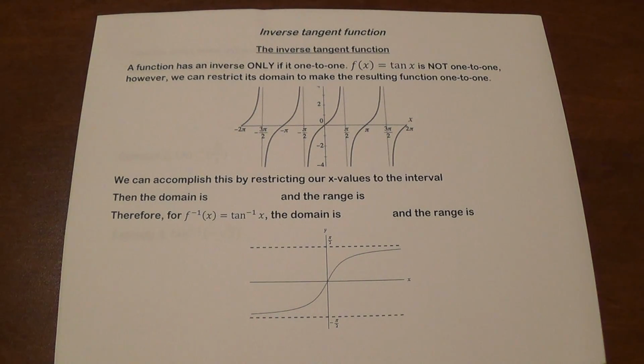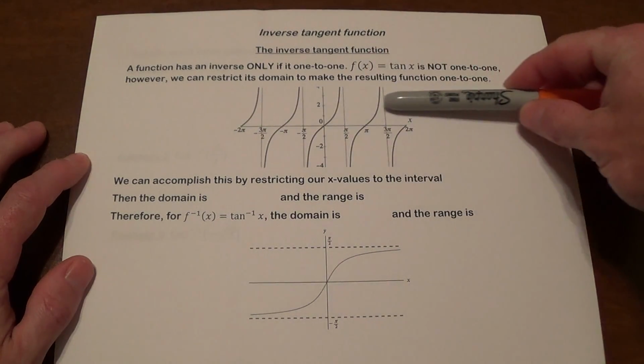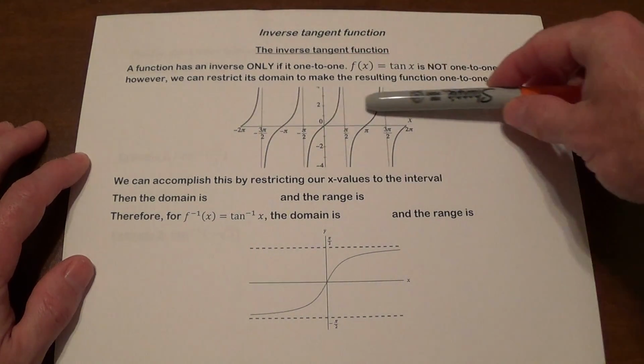Hi, in this video we're going to talk about the inverse tangent function. When you deal with functions, for a function to have an inverse, it has to be a one-to-one relationship, and the graph of f of x equals tangent x is not one-to-one because it does not pass the horizontal line test. If you draw a horizontal line here, you're going to get multiple values of x with the same value of y.